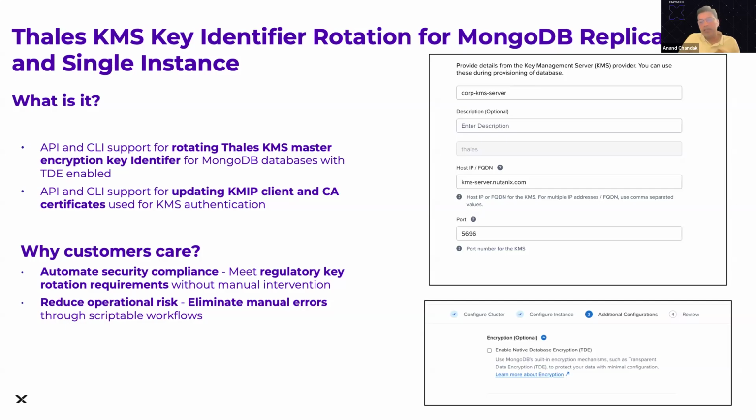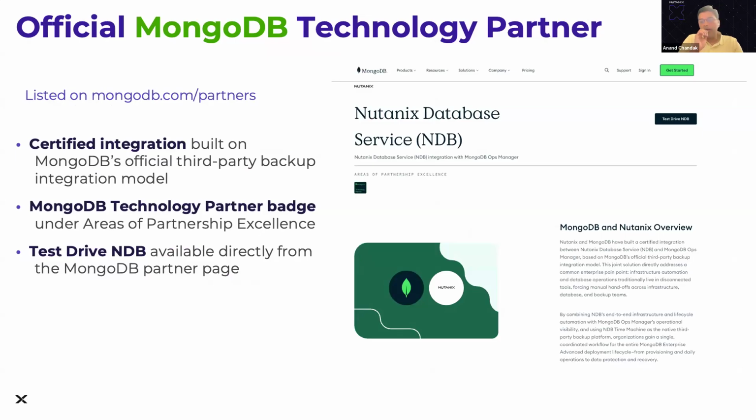So Mohammed, if you can go to the next slide, please. So what I'm showing on my screen is a MongoDB screen captured here. So as you can see, Nutanix is officially listed on the MongoDB.com partner space as their official technology partner. The Sharded cluster backup solution we just walked through is built on MongoDB's official third-party backup integration technology, right? So it went through the MongoDB partnership evaluation process, which is how we got the technology partnership badge under the areas of partnership excellence. So what that means practically, if you are a MongoDB customer and you go to MongoDB partner page, you'll find the NDB there.